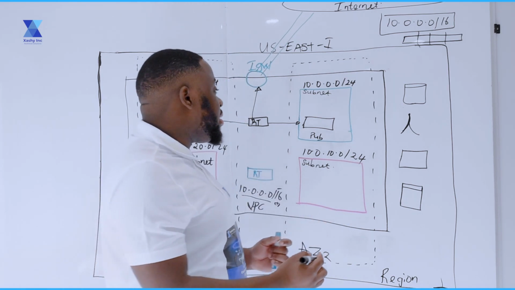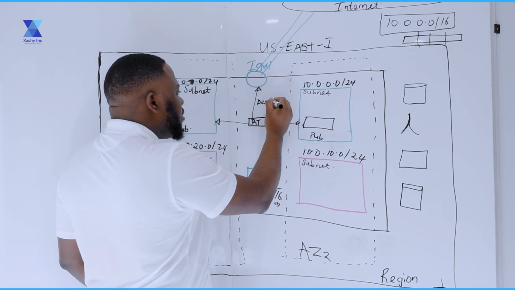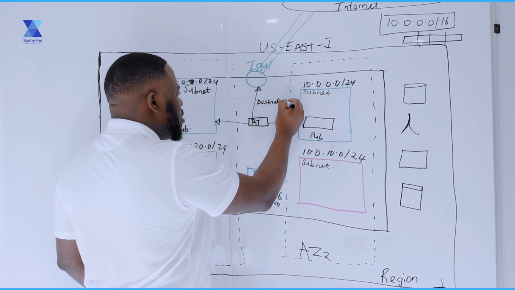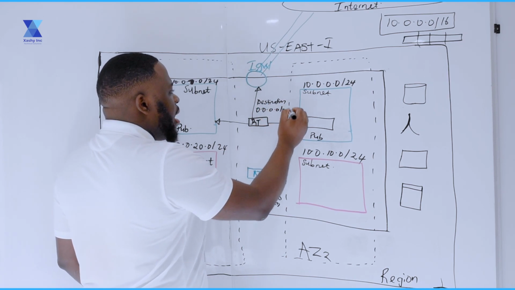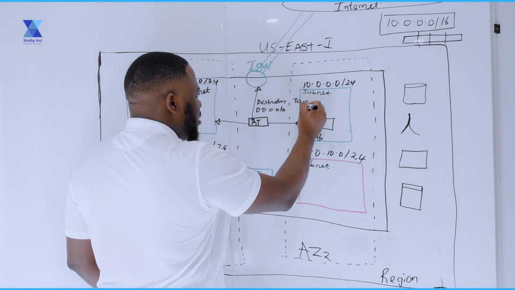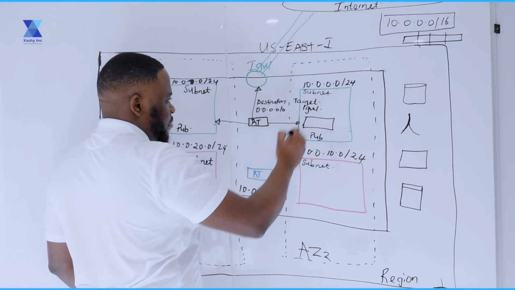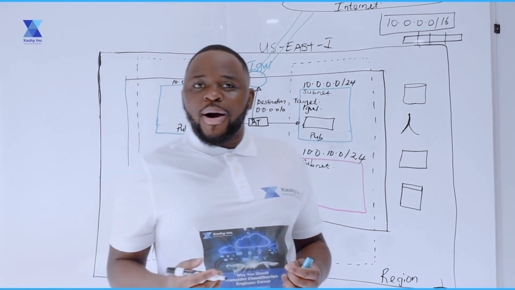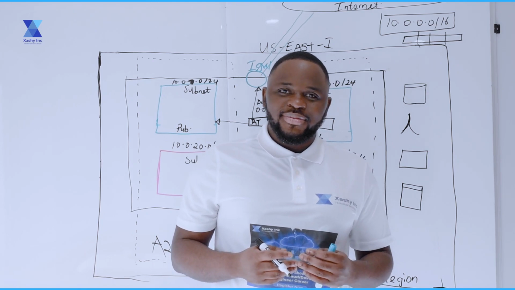That simply means that as part of this route table, I'm going to have a destination which is 0.0.0.0/0 and a target which is the internet gateway. Let's talk about the destination and let's talk about the target.